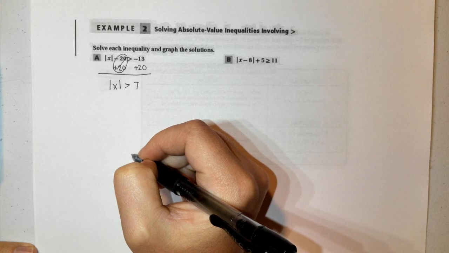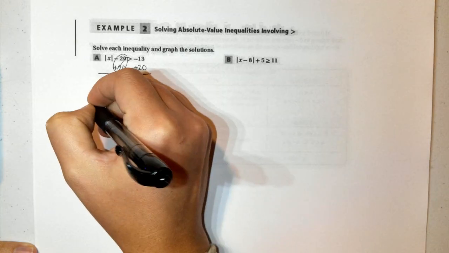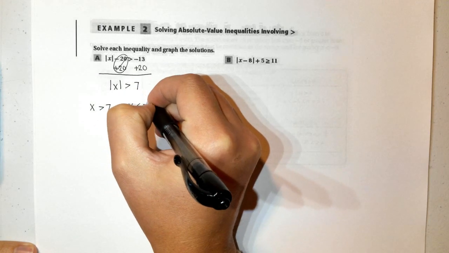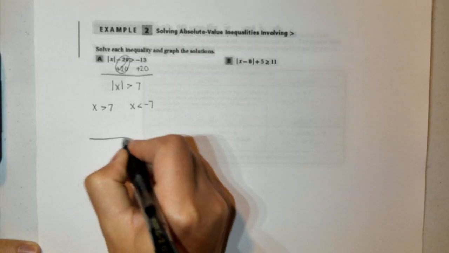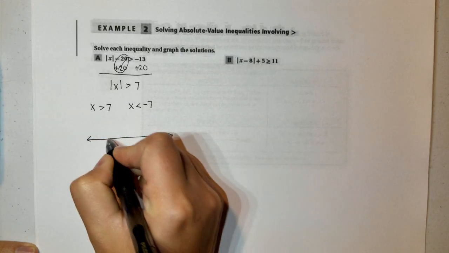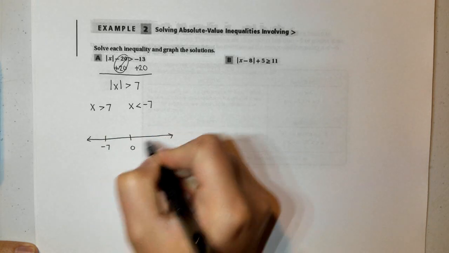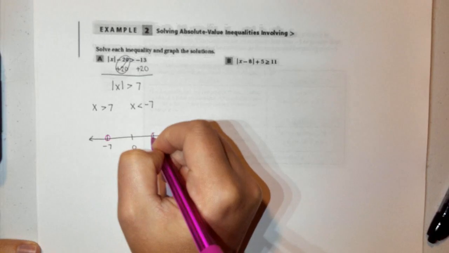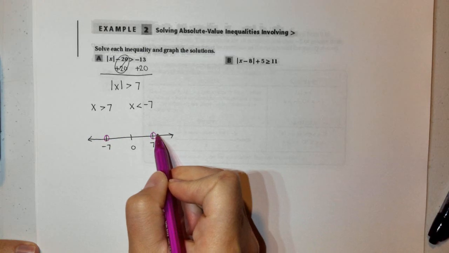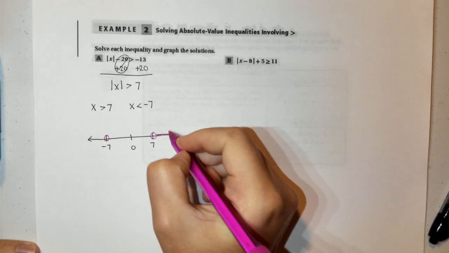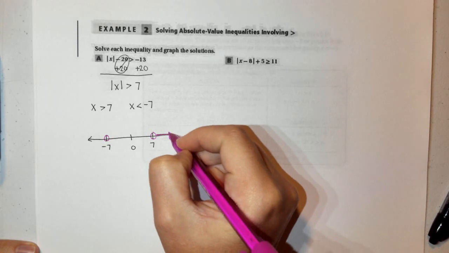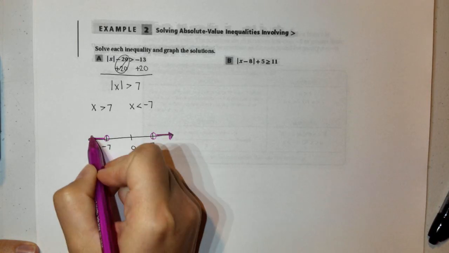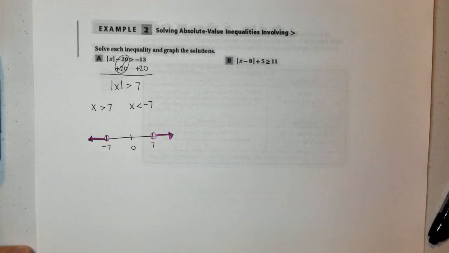So now this is where I'm going to have the two statements. I'm going to have x is greater than 7, and then I'm also going to have x is less than negative 7. So to graph this, I'm going to put negative 7, 0, and 7. I'm going to have an open dot at negative 7 and positive 7. So x is greater than 7, so I shade to the right this time and extend my arrow because that's going to keep on going. X is less than negative 7, so I shade to the left. So that's your graph for part A.